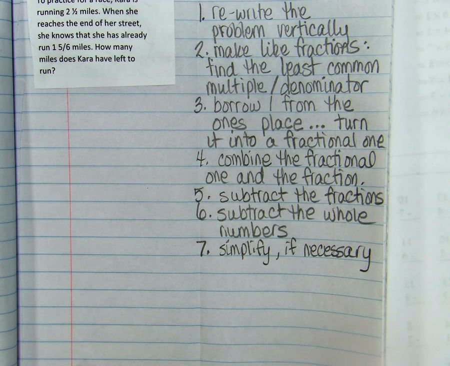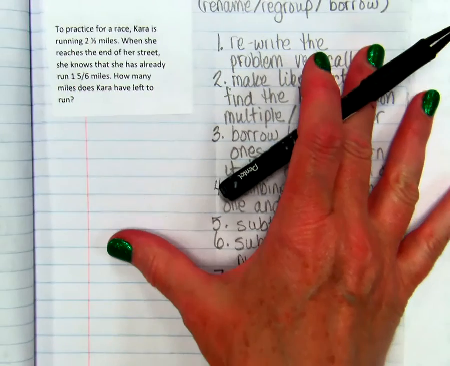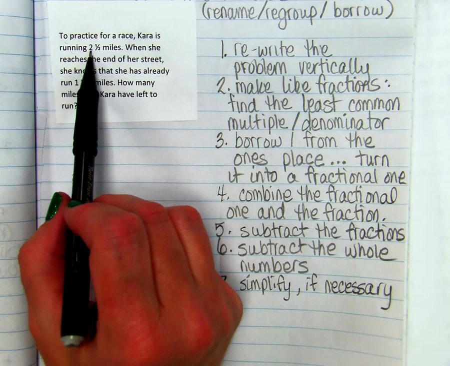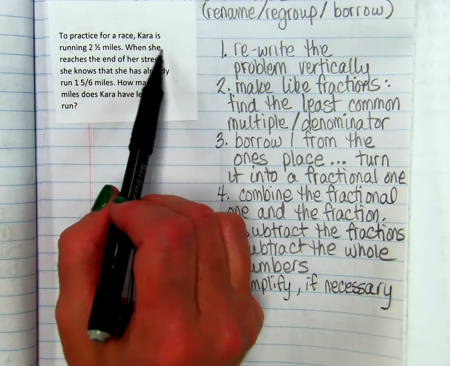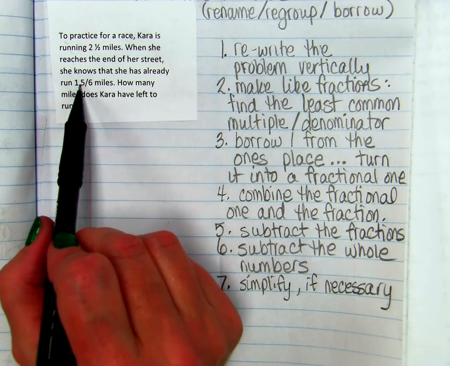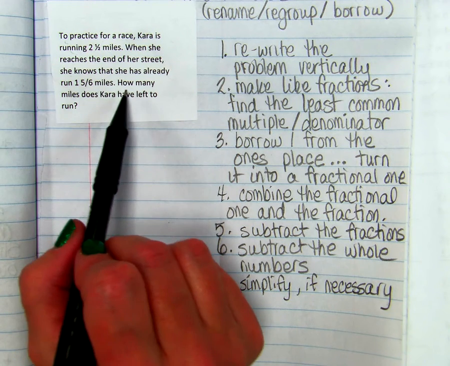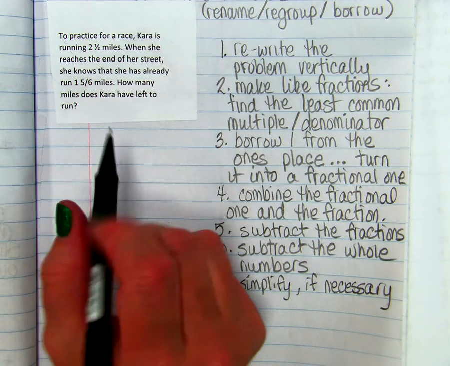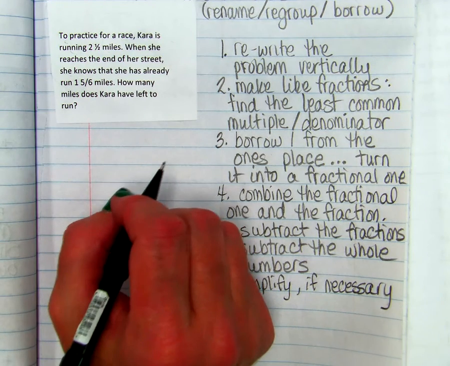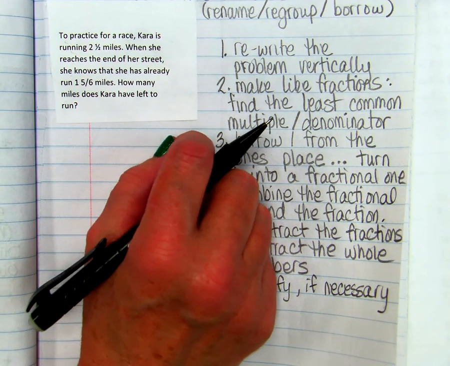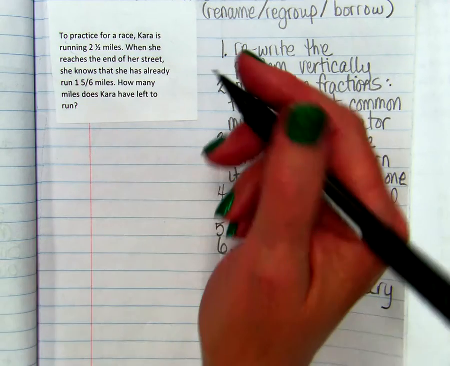Okay, here we go. Let's read the problem. To practice, oh, let's scoot our problem down. There we go. To practice for a race, Kara is running 2½ miles. When she reaches the end of her straight, she knows that she has already run 1 5/6 miles. How many miles does Kara have to run? I think that should say how many more miles does Kara have left to run? Yeah, that's right.